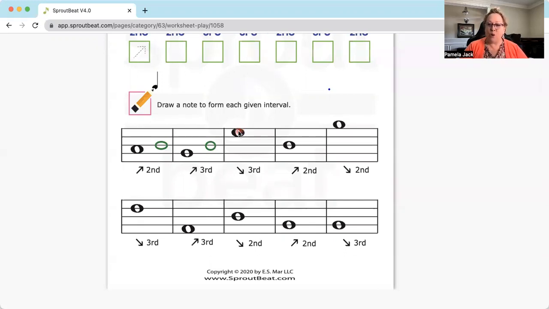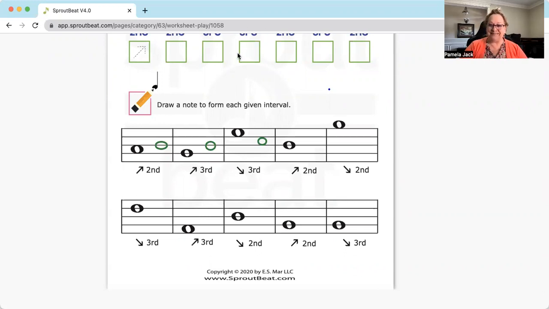A third going down. That's what they said, a third going down. So let's put our pencil right here. 1, 2, 3. And let me draw it. Let's see here. Is that where you would have drawn yours? I bet you did. Okay, so let's look at the next one.